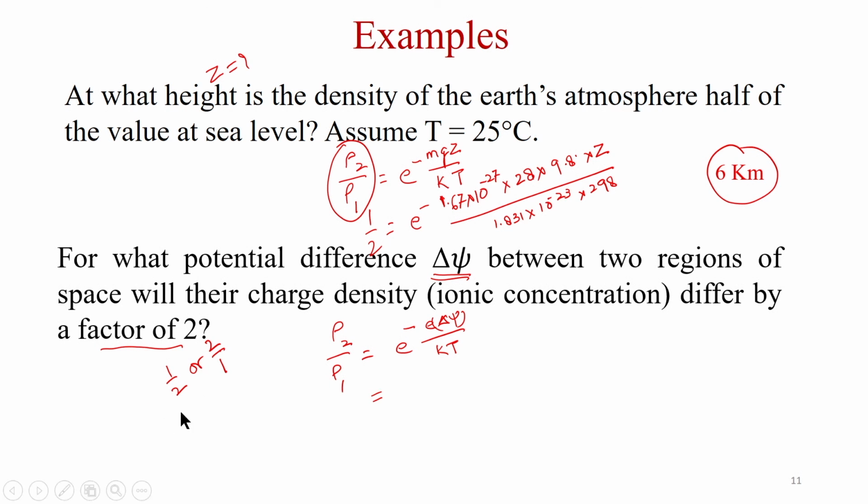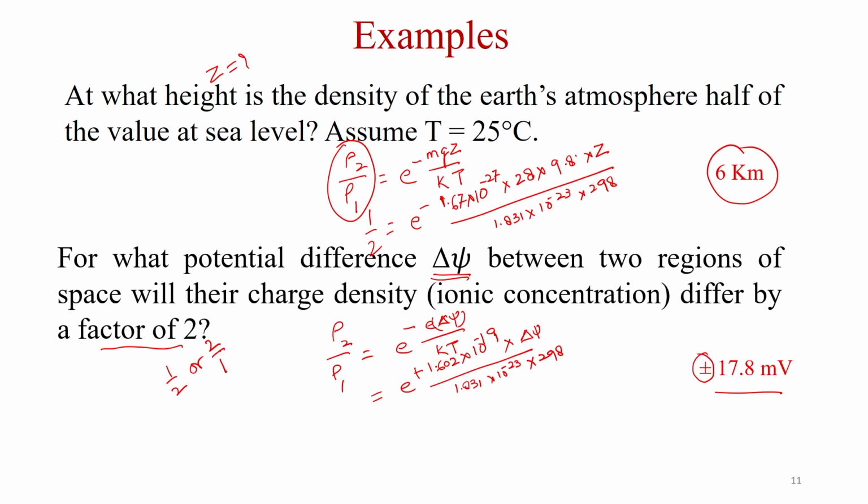So, we will calculate for both, for 0.5 as well as for 2, e to the power minus the electron charge. It is already negative, so it will be plus 1.602 into 10 to the power minus 19 into delta psi upon k, the Boltzmann constant 1.381 into 10 to the power minus 23, into temperature 298. From here we can calculate the difference in the electrical potential, and if you put the 2, you will get the positive sign. If you get 0.5, it will get a negative sign. So, the correct answer will be plus minus 17.8 millivolt.